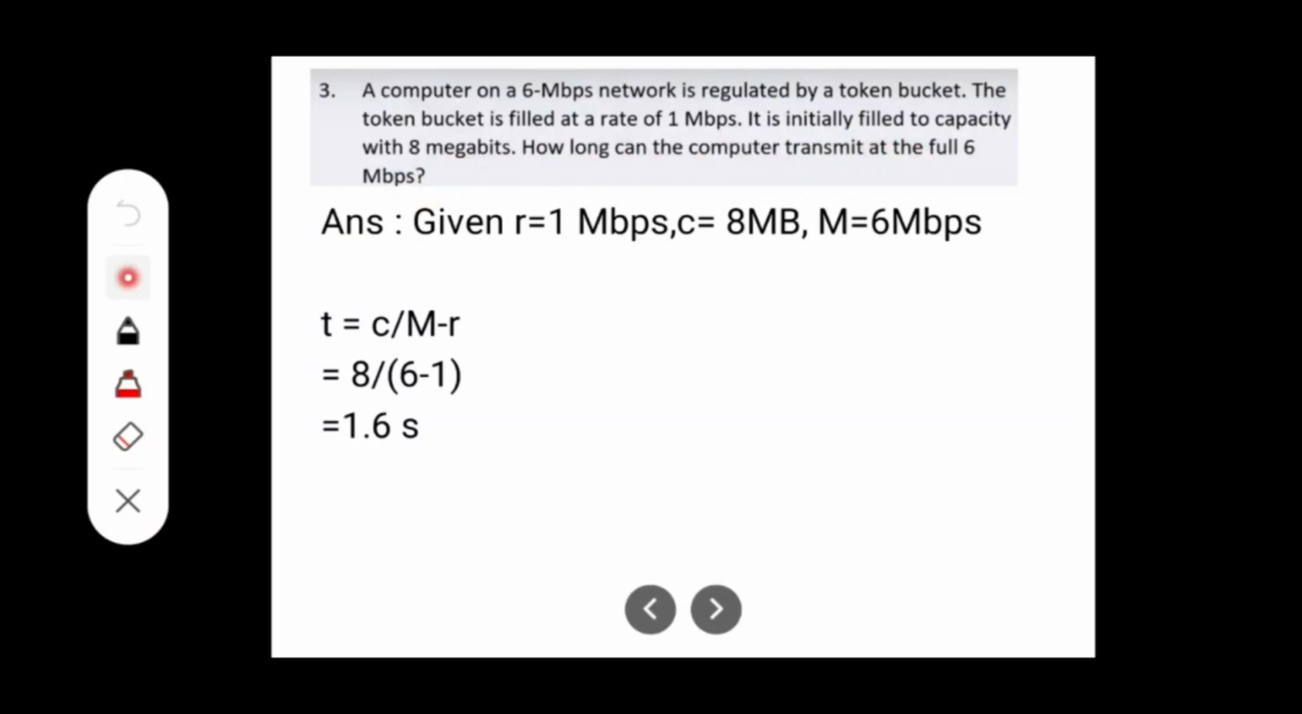So the maximum output rate is 6 Mbps. Apply the same here also. You have to compute how long, and long means time. Long in the sense you are going to compute the duration or the burst time. So T equal to C by M minus R, 8 by 6 minus 1, which is 1.6 seconds.